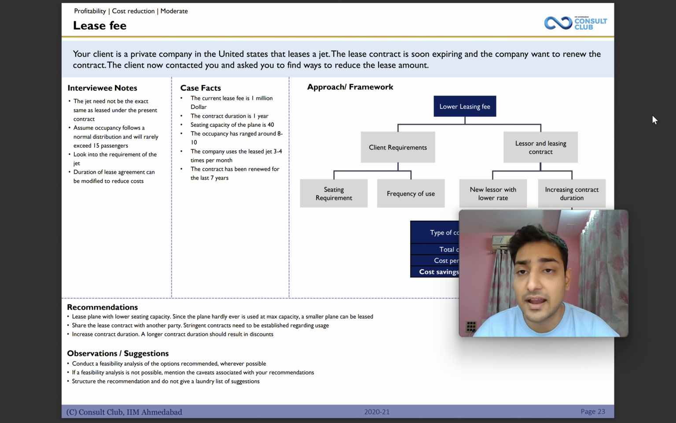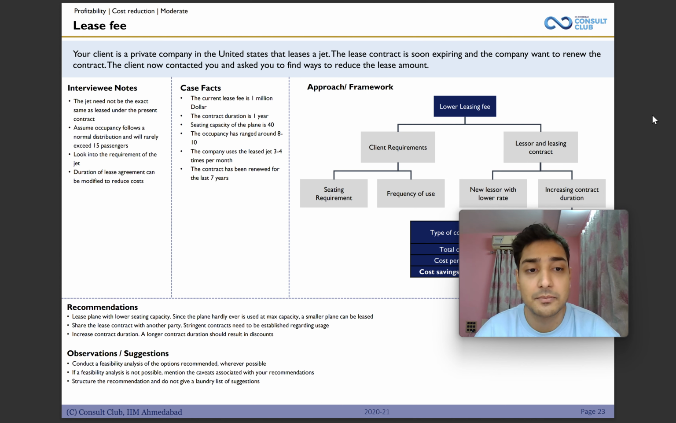Case facts. The current lease fee is $1 million. The contract duration is 1 year. Seating capacity is 40. Occupancies range from 8 to 10. The company uses the lease jet 3 to 4 times per month.